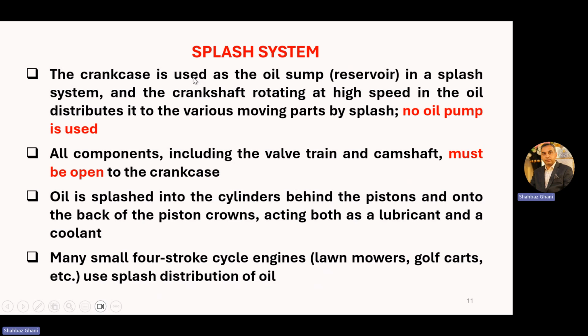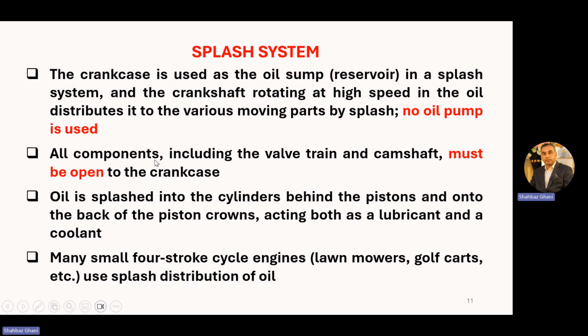The crankcase or the oil sump reservoir is used as the oil sump in a splash system, and the crankshaft rotating at high speed in the oil distributes it to various moving parts by splashing. No oil pump is used. Basically, the dynamic weights which balance the crankshaft interact with the oil reservoir, producing splash in the crankcase, and that splash goes to the different moving parts. Oil is circulated by this splash mechanism, so no oil pump is used.